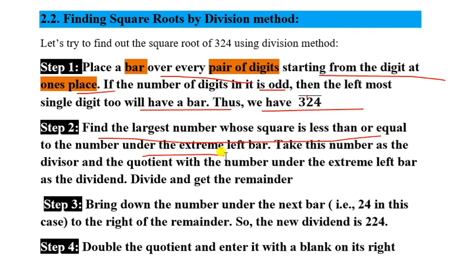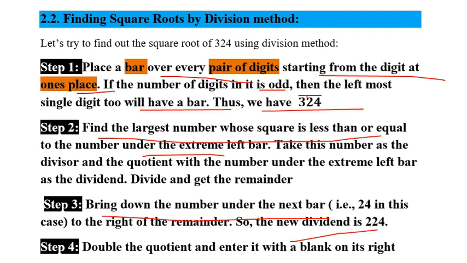under the extreme left bar. You have to take the largest square number. Then you have to take the quotient also the same. Then step 3: bring down the number under the next bar. That means 24 completely will come down, not only a single digit. The next bar will come down.